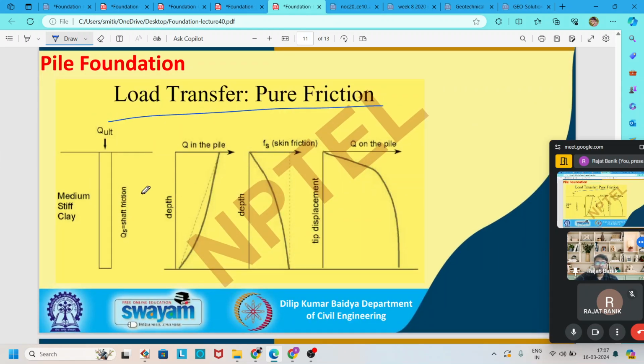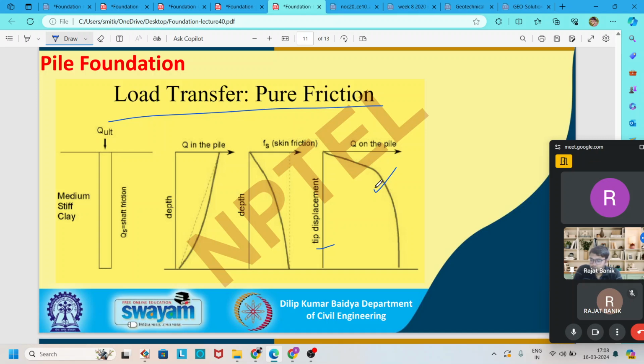For pure friction piles, the total load Q on the pile is more at first, and after a certain depth it becomes less, or it becomes zero. This depth versus skin friction curve is similar to the end bearing pile curve, but it is lower than the end bearing piles. A similar curve plot is also there. See that here is also Q of the pile divided by the pile tip. You can see that.